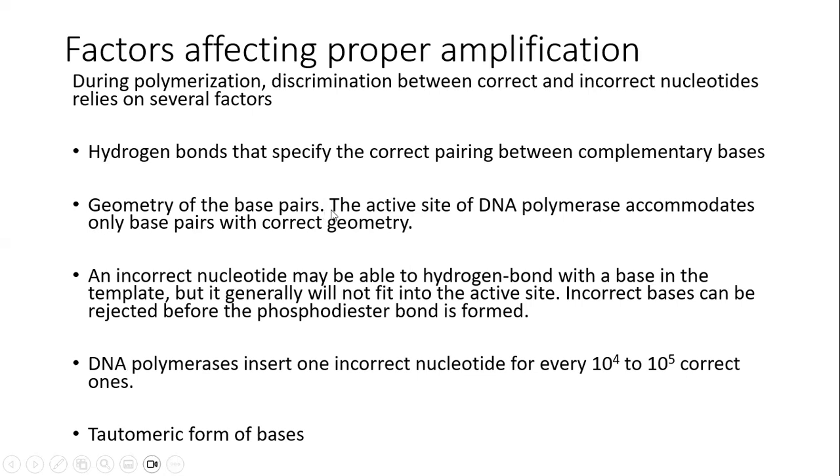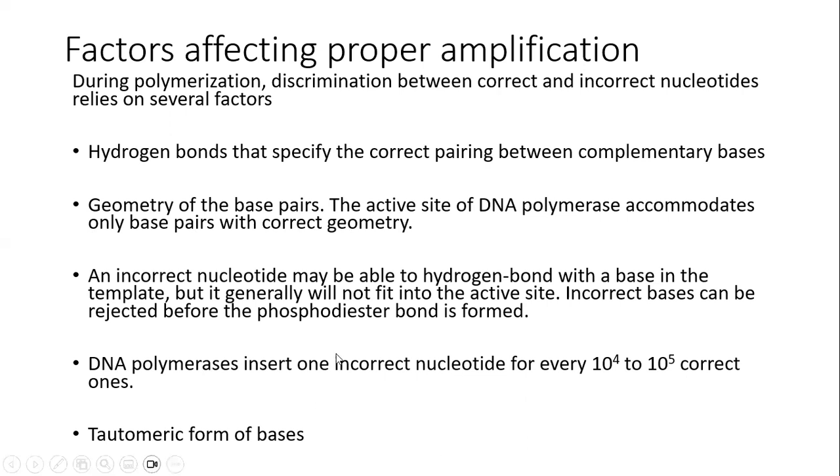Then the geometry of the base pairs. Basically, in a base pair, we have a purine and a pyrimidine, where one of them has a single ring structure and the other has a double ring structure. So they have a typical geometry that is accommodated or fits well into the active site of the enzyme. Sometimes an incorrect nucleotide may hydrogen bond with the base, but it should also fit into the active site of the enzyme. So this forms the first level of measure by which the incorrect base is rejected, even before formation of the phosphodiester bond.